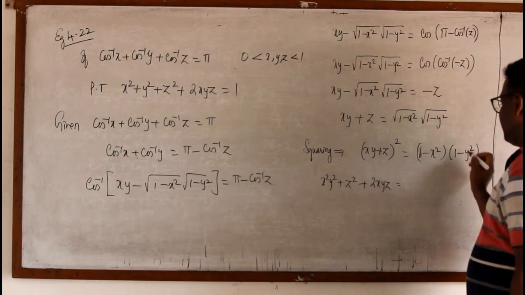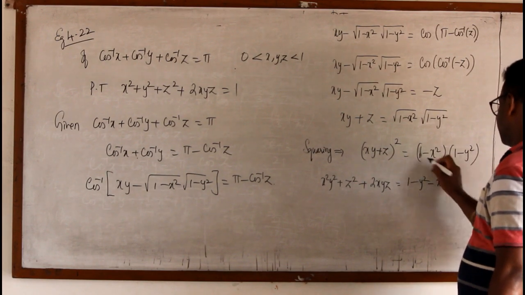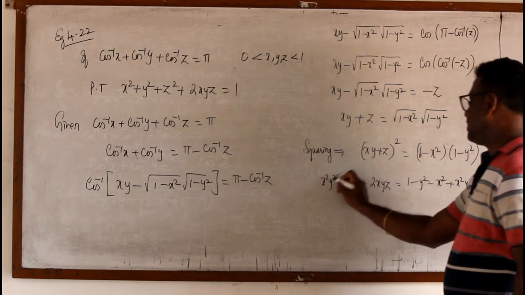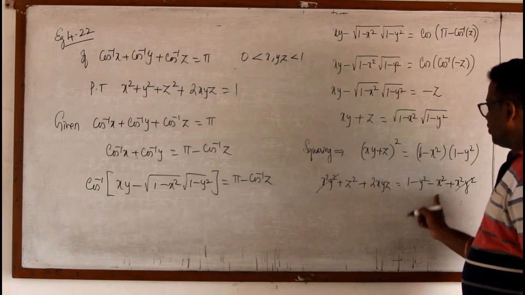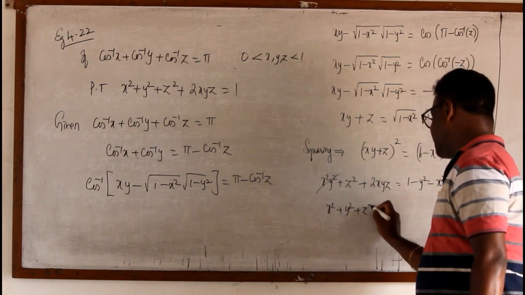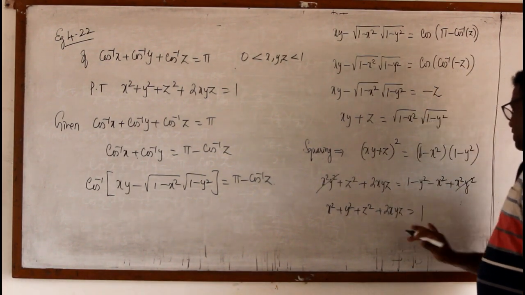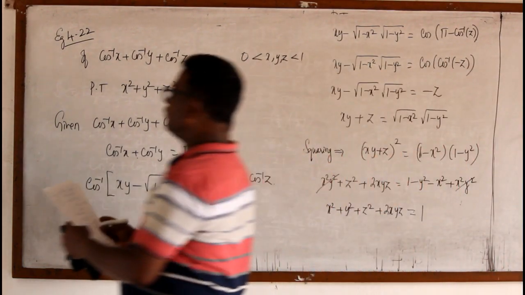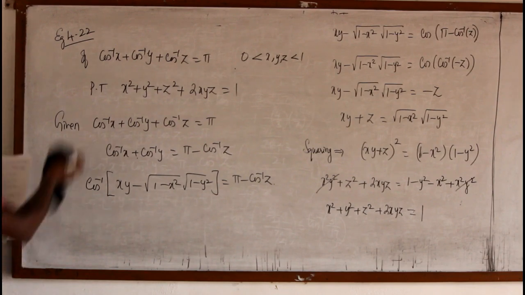This is when we multiply, when I take 1 multiply 1 minus y square minus x square plus x square y square. Now we can cancel x square y square as it is on both sides. Now if we take x square and y square to this side, this will become plus x square plus y square plus z square plus 2xyz. The one term is 1. So with that, this is true. Therefore, with that, this example 4.22 is over. Now example 4.23.